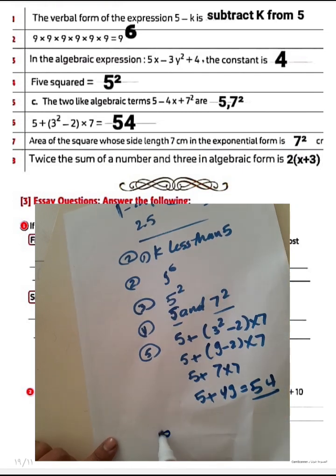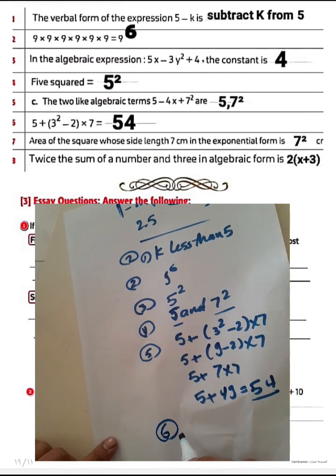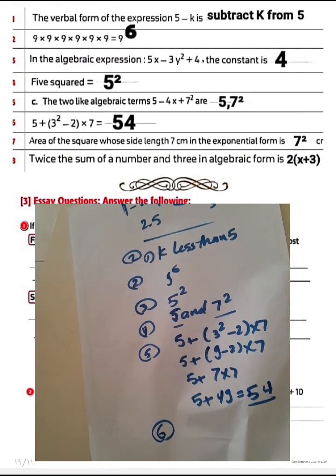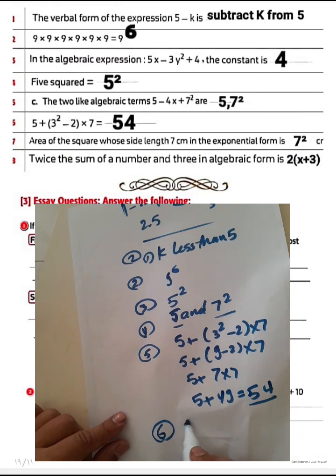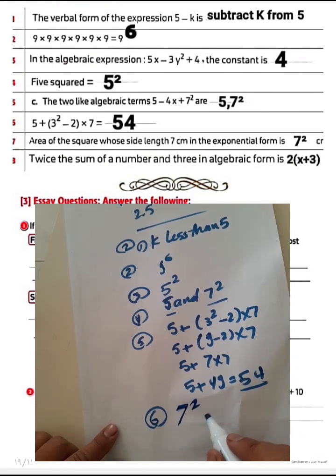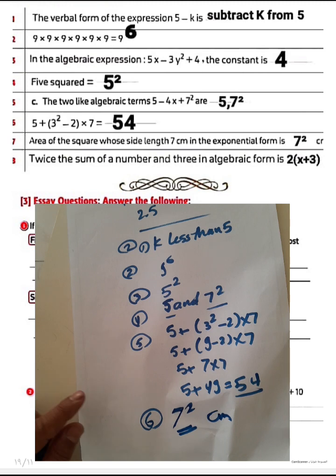Question number 6. The area of a square whose side is 7 centimeters. In the exponential form, it will be 7 power 2 because the area of a square equals side times side. It will be 7 power 2. It will be 49 centimeters squared. Try the exponential form in this example.